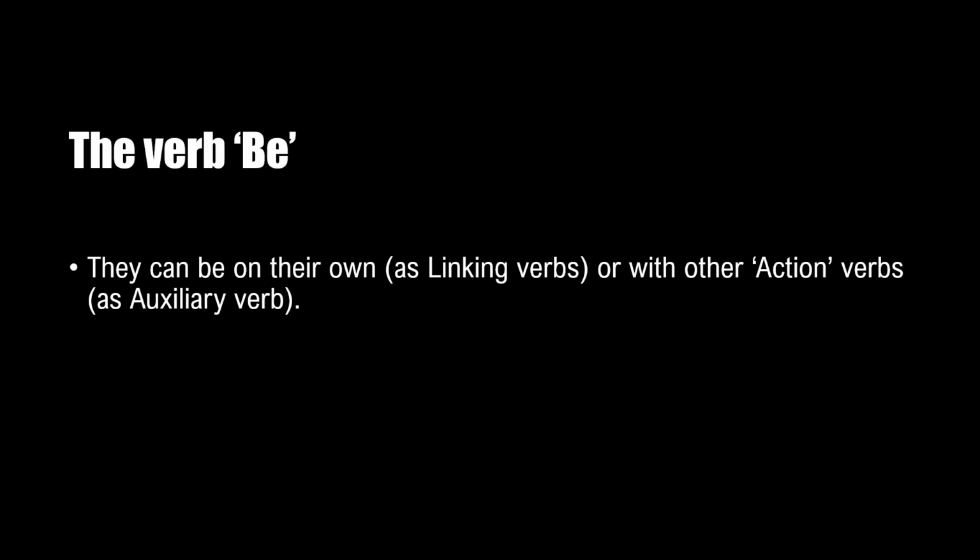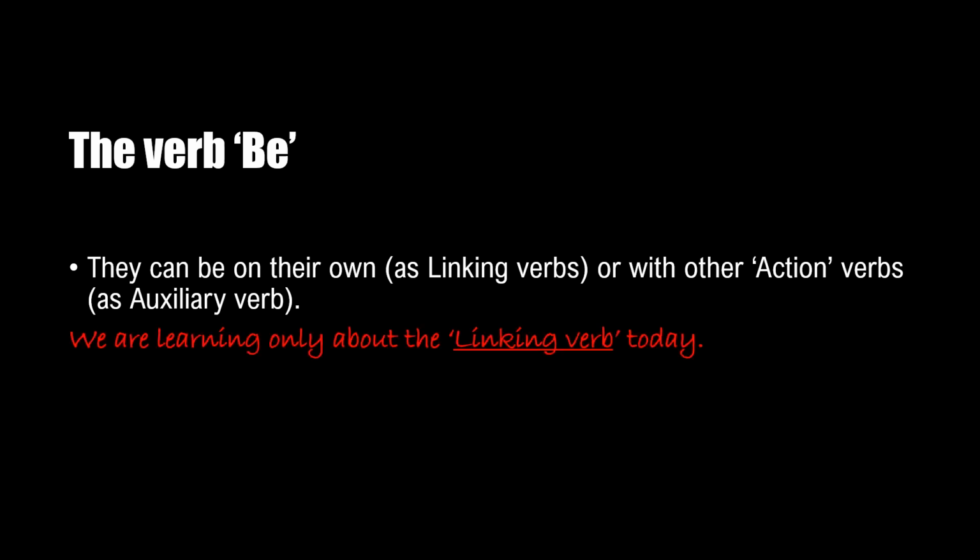So let's talk about the verb be. The verb be can be on its own as a linking verb, which we just saw in the example. Or it can be with other action verbs, and when that happens, it is known as an auxiliary verb. We will learn about auxiliary verbs later. Today we are going to learn only about the linking verbs.